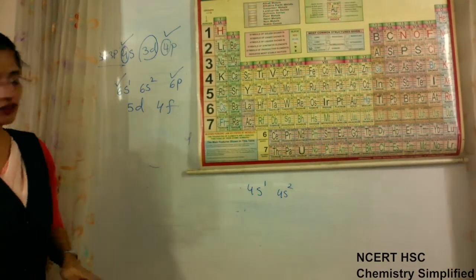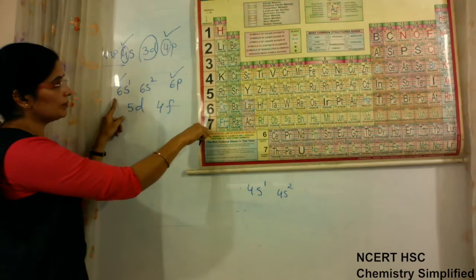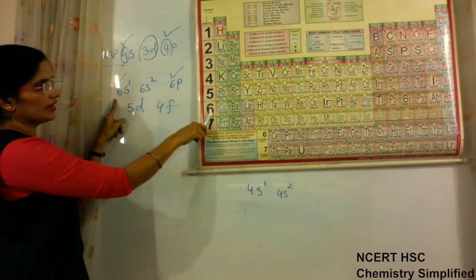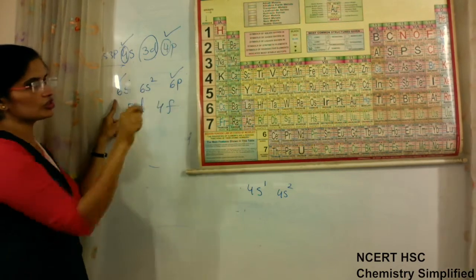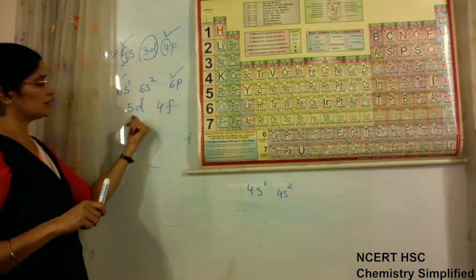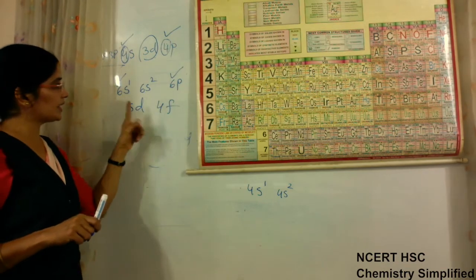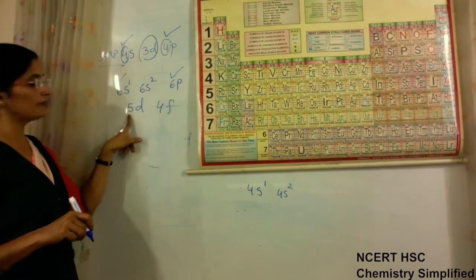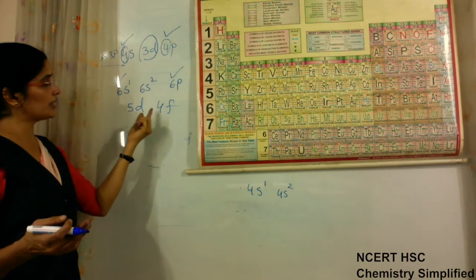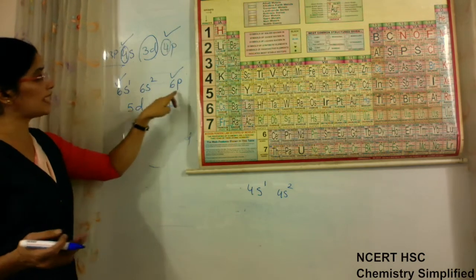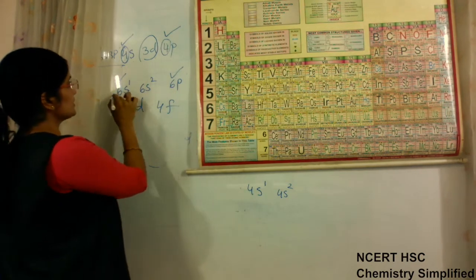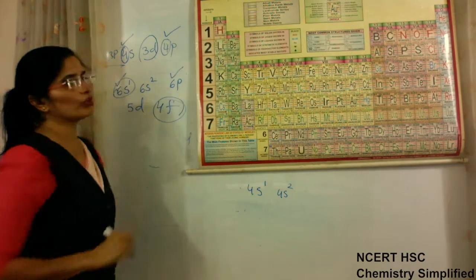So always what will happen? The period number is indicating the number of S and P. Period number is 6, so S and P are also 6 and 6. But when period number is 6, the D is always 1 less and F is 1 less than D, or you can say the number of F subshell will always be 2 less than the main shell. Clear? Because it is 6S, so the F will be 4F.